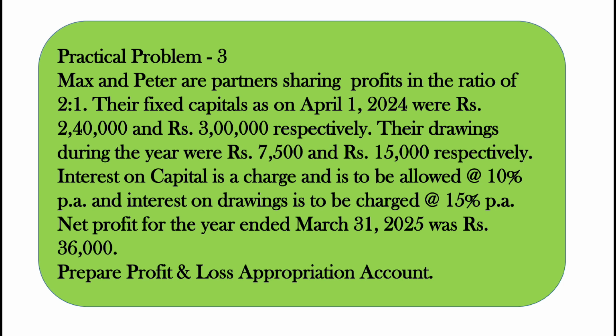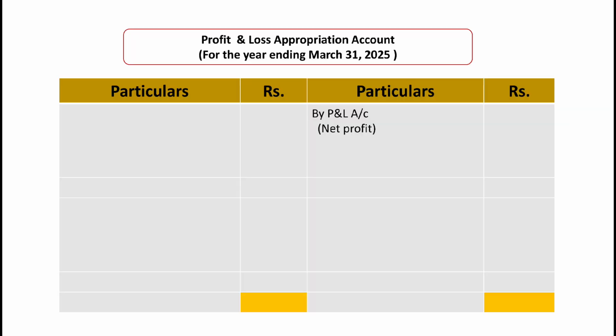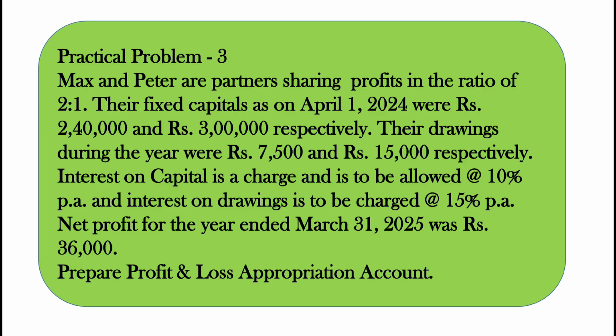So first of all, we have to transfer this profit to the P&L appropriation account, and net profit is transferred on the credit side, as By P&L Account, by the following journal entry: profit and loss account debit to profit and loss appropriation account. It will be posted as By Profit and Loss Account. In brackets you can mention net profit, and the amount is given, 36,000. Then we have two things only: first is interest on capital and the other is interest on drawings.